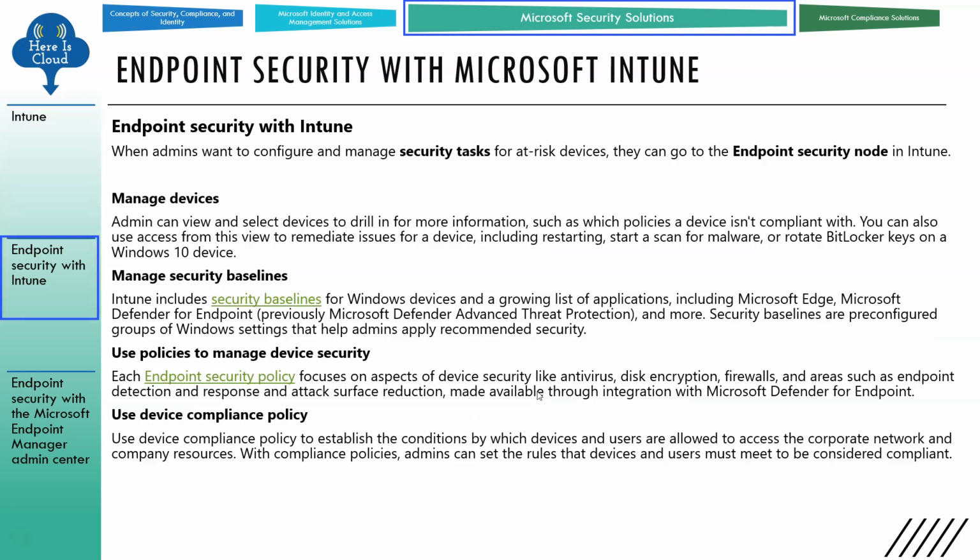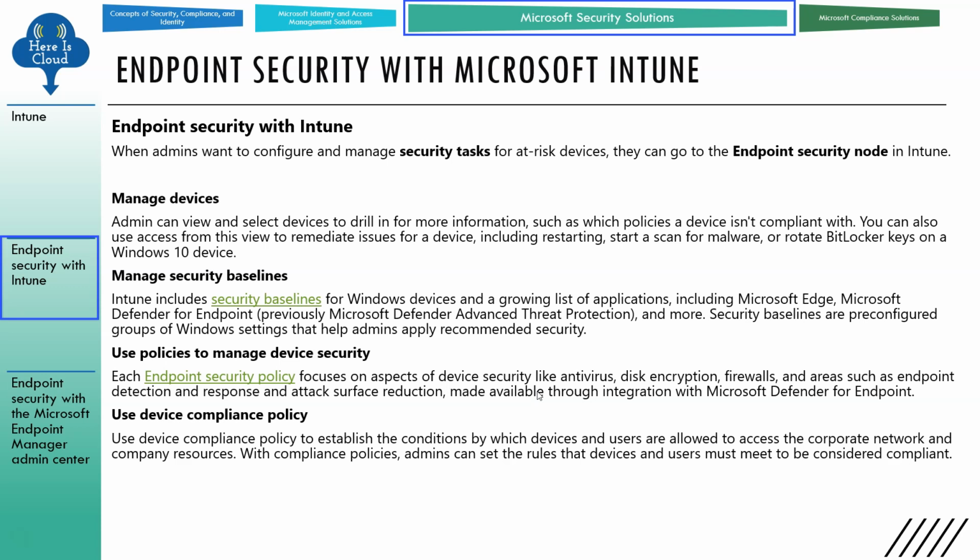Let's talk about endpoint security with Intune. Whenever an admin wants to configure and manage security tasks for at-risk devices, they go to the endpoint security node in Intune. These are the options they have. Manage devices. Admin can view and select devices to drill in for more information, such as which policy a device isn't compliant with. You can also use actions from the view to remediate issues for a device, including restarting, starting a scan for malware, or rotating the BitLocker key on a Windows 10 device.